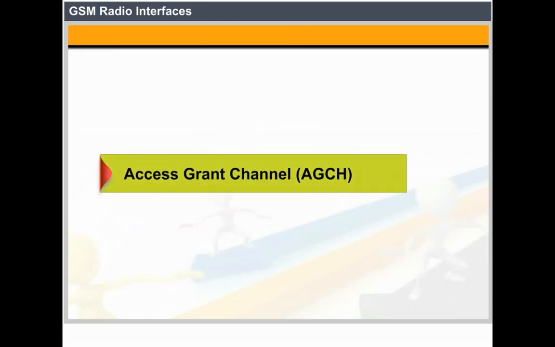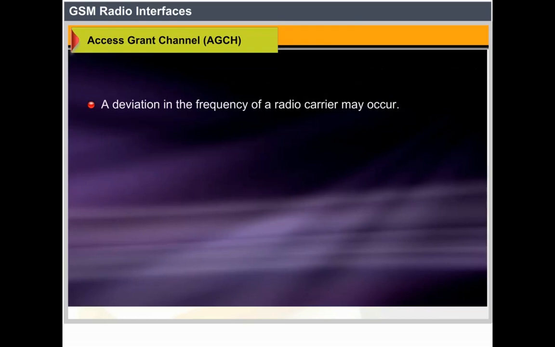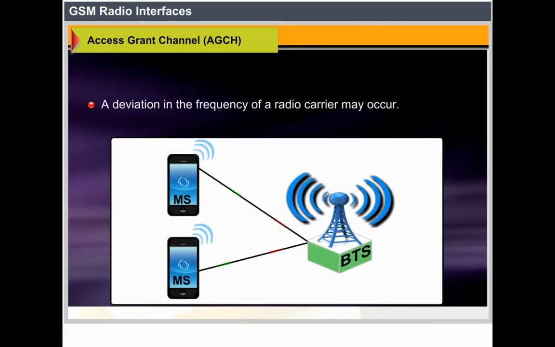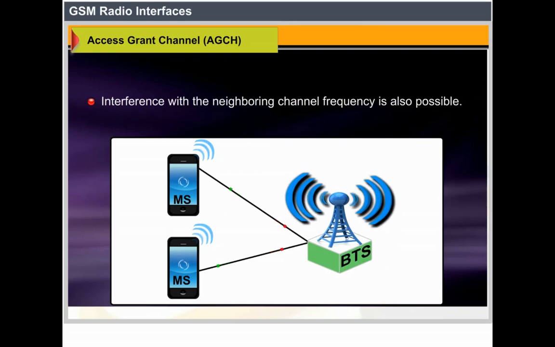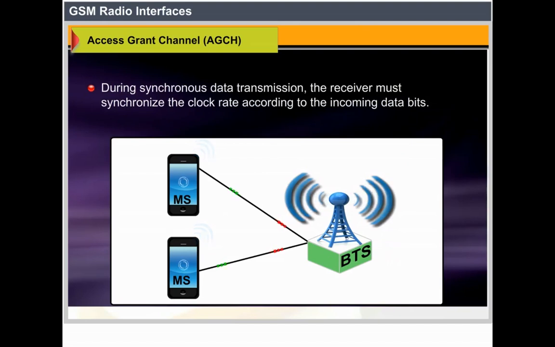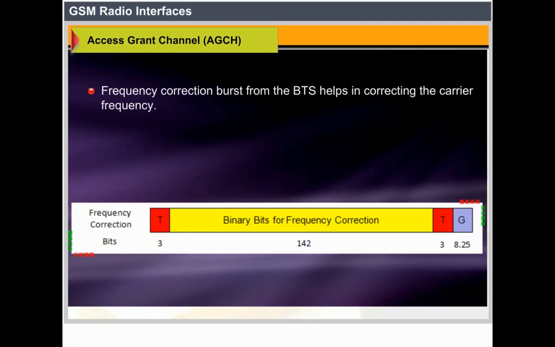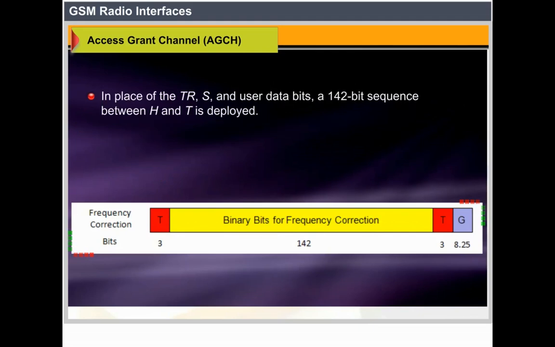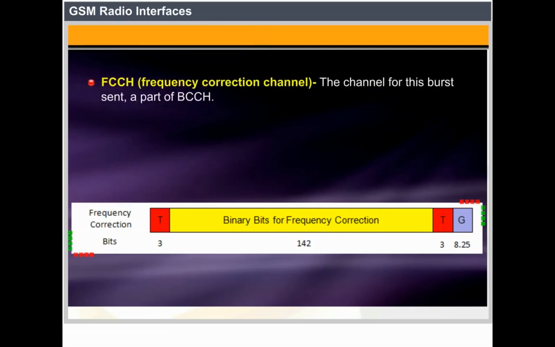Frequency correction channel FCCH. A deviation in the frequency of a radio carrier may occur. Interference with the neighboring channel frequency is also possible. During synchronous data transmission, the receiver must synchronize the clock rate according to the incoming data bits. A frequency correction burst from the BTS helps in correcting the carrier frequency. In place of TR, S and user data bits, a 142-bit sequence between H and T is deployed. FCCH, frequency correction channel, is the channel for this burst, a part of BCCH.